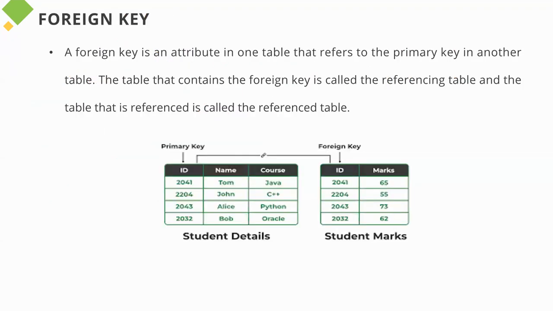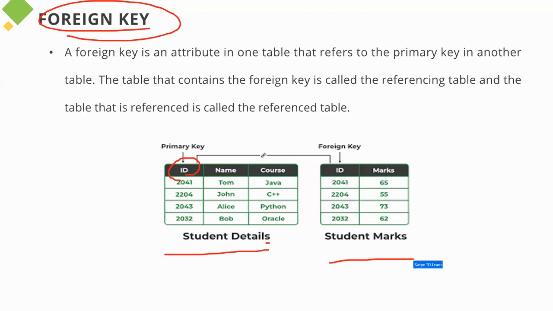Foreign key. We have seen it in the previous video on foreign key, right? It's an attribute in one table that refers to the primary key of another table, like the same ID here. If you see here, ID, name and course is the student table. We have ID. It is the primary key because it will not be null and it's already unique for each and every row.